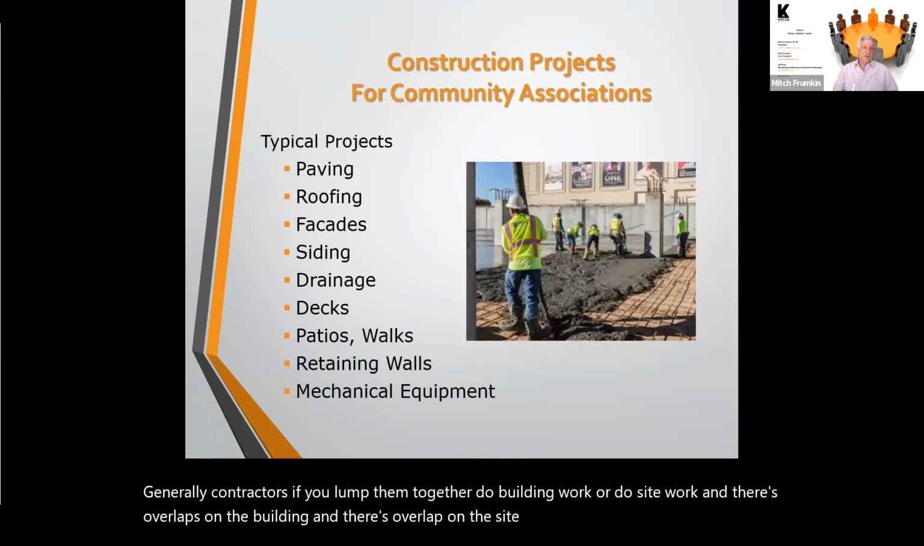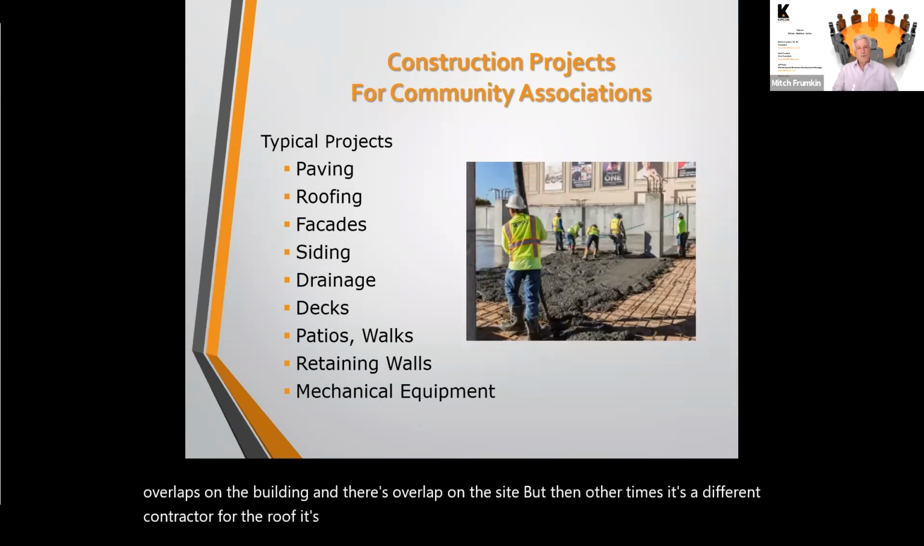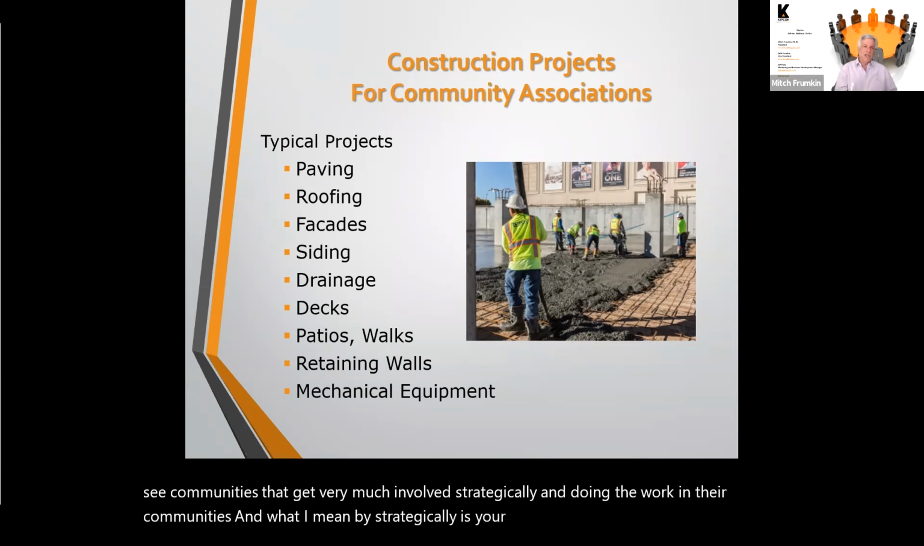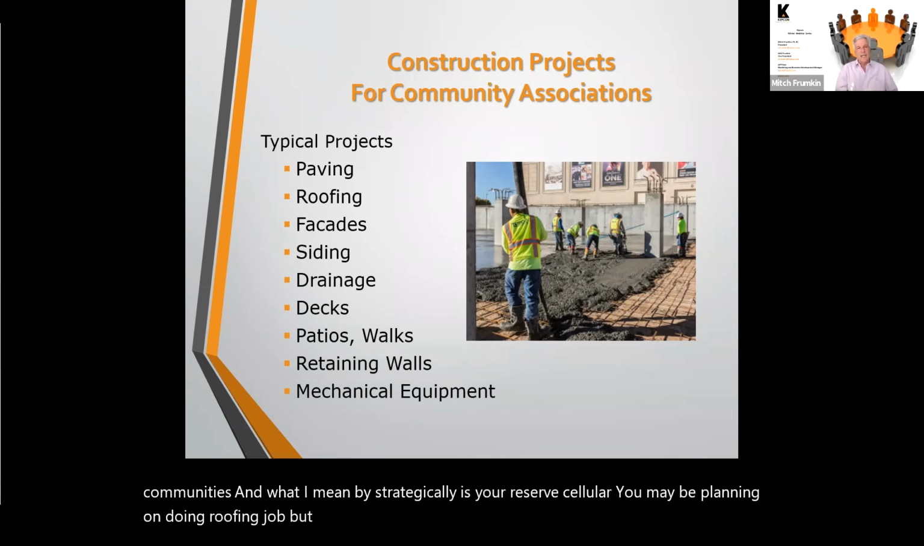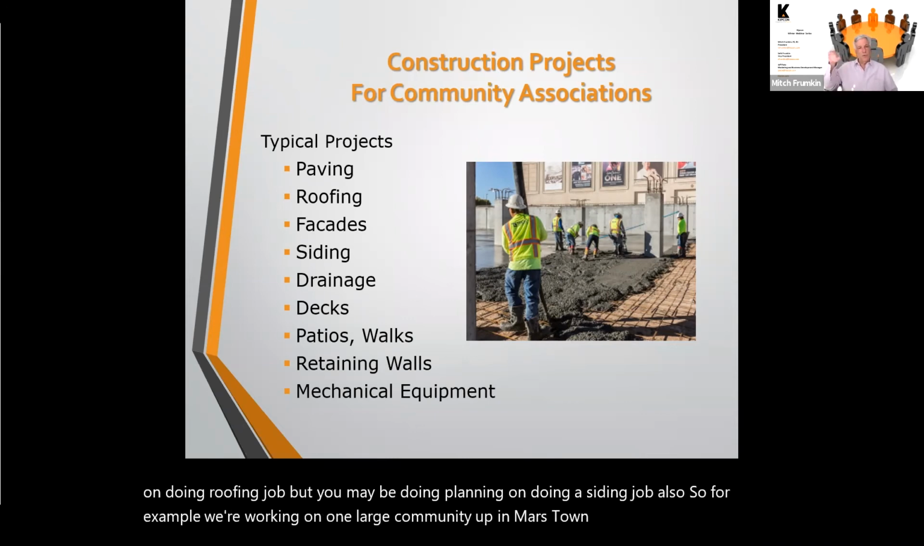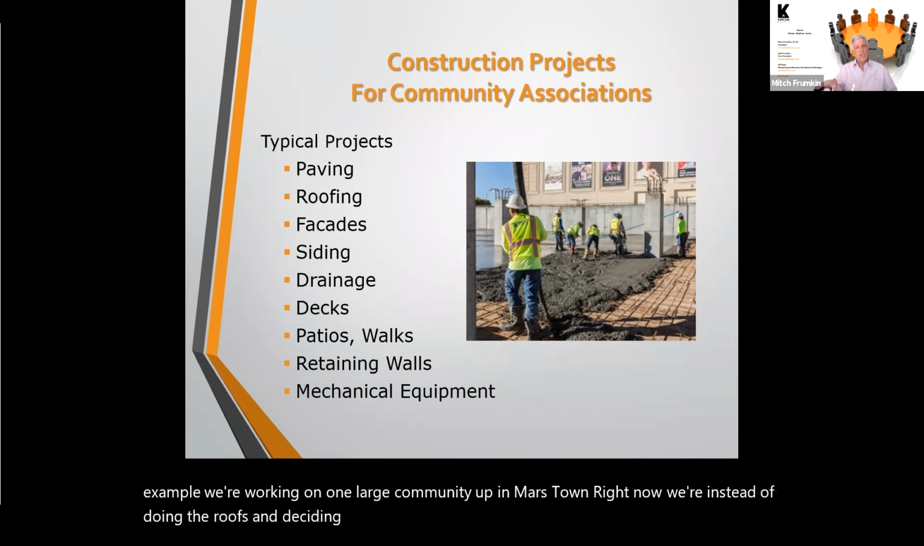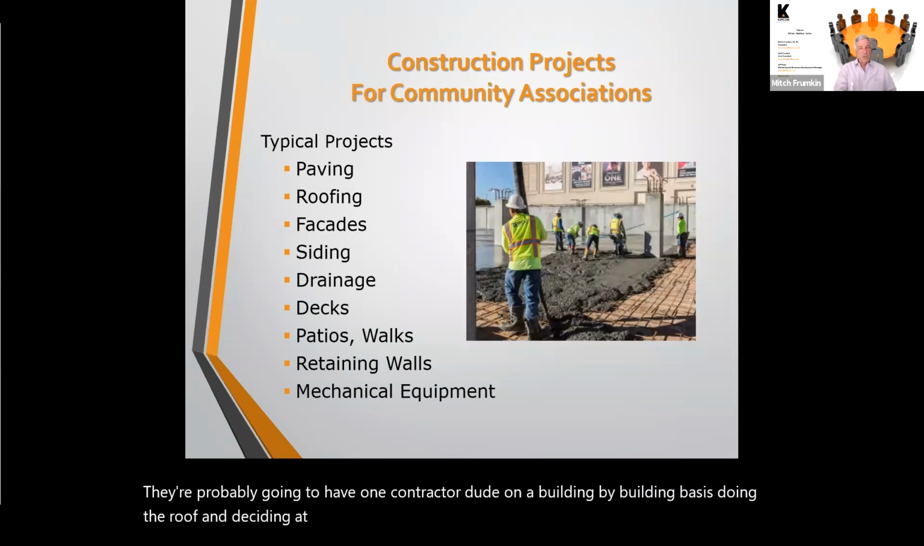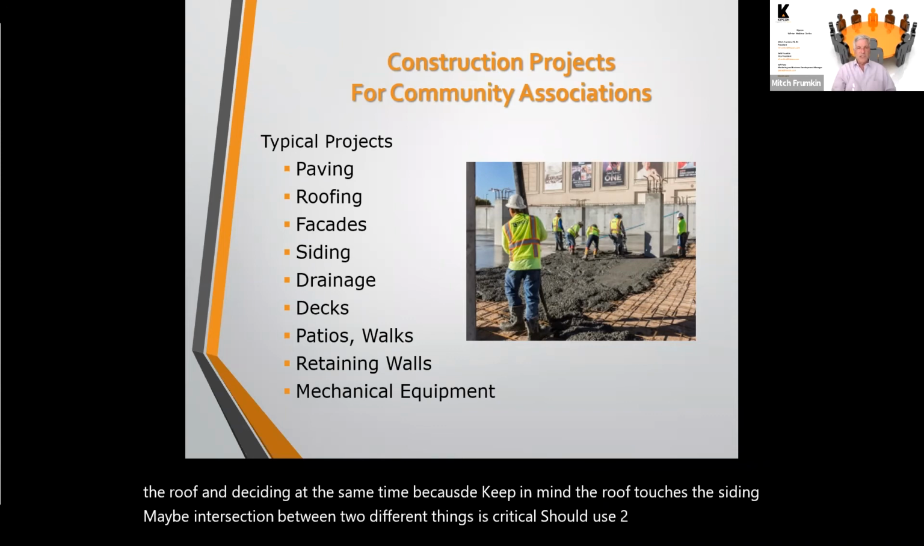But then at other times, it's a different contractor for the roof. It's a different one for the siding. And we see communities that get very much involved strategically in doing the work in their communities. What I mean by strategically is, in your reserve study, you may be planning on doing a roofing job, but you may be planning on doing a siding job also. For example, we're working on one large community up in Marshtown right now, where instead of doing the roofs and the siding separately, they're probably going to hire one contractor, do it on a building by building basis, doing the roof and the siding at the same time. Because keep in mind, the roof touches the siding, and the intersection between two different things is critical. So to use two separate contractors is really not necessarily the way to do it.